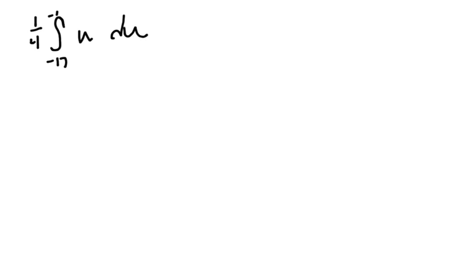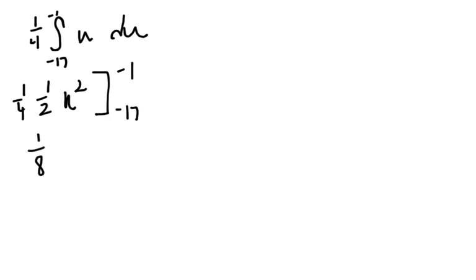Okay, so when I integrate this, I do power rule backwards. So that's going to be u squared times 1/2 times the 1/4 already there, and this will be evaluated from negative 17 to negative 1. This is 1/8 u squared evaluated from negative 17 to negative 1.